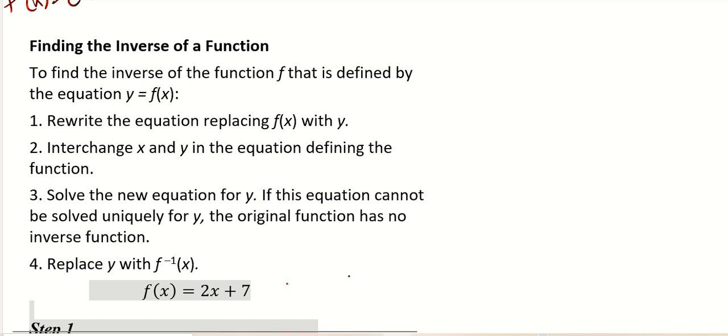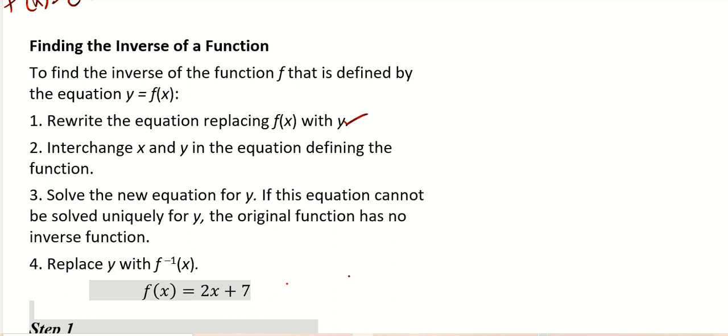All right, so finding the inverse of a function, again, the first thing that you want to make sure is that it is 1 to 1. So to find the inverse of the function defined by f, that is f of x equals y, we want to first replace the f of x with y. That's the first thing that we want to do, replace the f of x with a y.